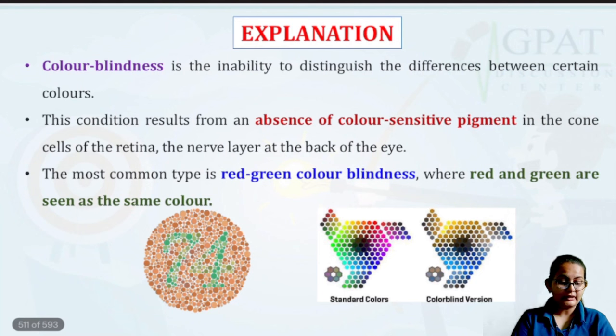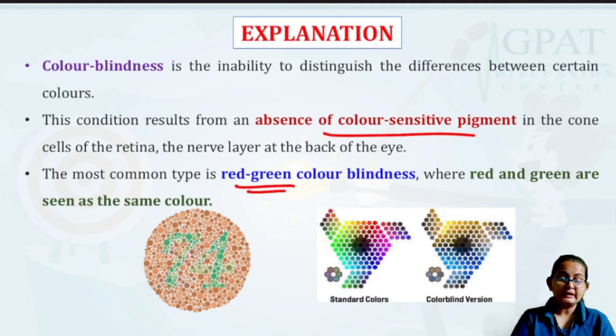Okay, color blindness is the inability to distinguish between certain colors, and it is due to the absence of the color sensitive pigment. The most common type of color blindness is red and green color blindness, where the red and green colors are seen as the same color, and you cannot see the difference between them.